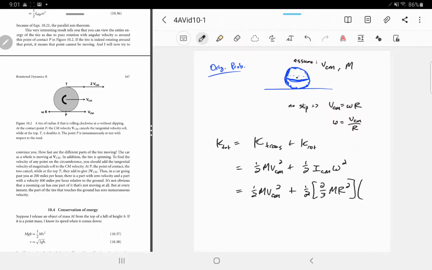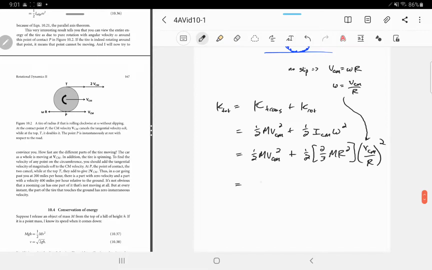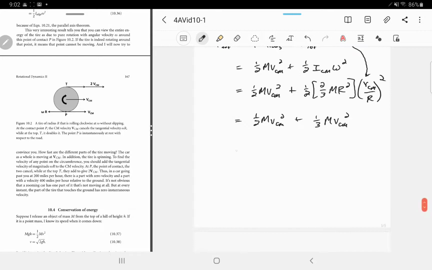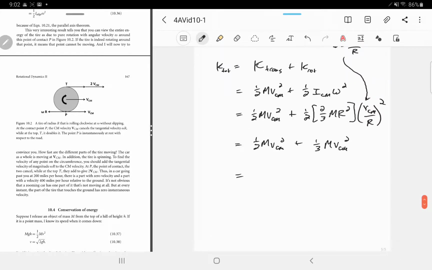And for omega, and this is what allows us to do this problem, we can relate that to VCM. So omega is VCM over r because it's not slipping. So this is 1/2 m VCM squared plus 1/2 times 2/3, which is 1/3. The r squareds cancel, so it's 1/3 m VCM squared. The total kinetic energy is the sum of 1/2 and 1/3. It looks like that's 5/6 m VCM squared.